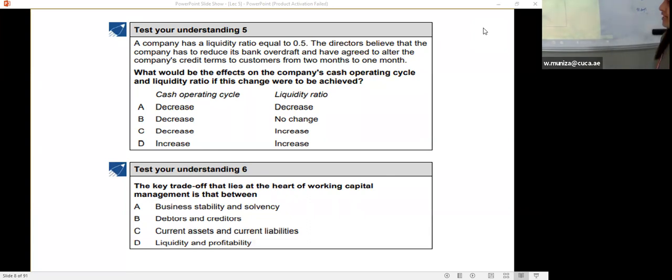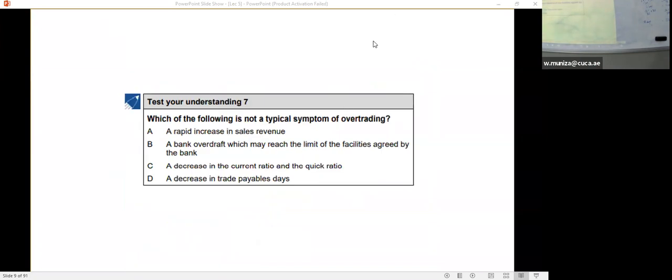Very good, Ashir. Okay, understanding number six: the key trade-off that lies at the heart of working capital management is between business stability and solvency, debtors and creditors, current assets and current liabilities, or liquidity and profitability. D, right? No, it's B. No, first you were right, now you are wrong. In all cases in working capital, whatever is involved, we are going to consider liquidity and profitability. We have to balance liquidity and profitability, because with overtrading a liquidity problem is going to arise. So in working capital management, we are going to consider liquidity and profitability.